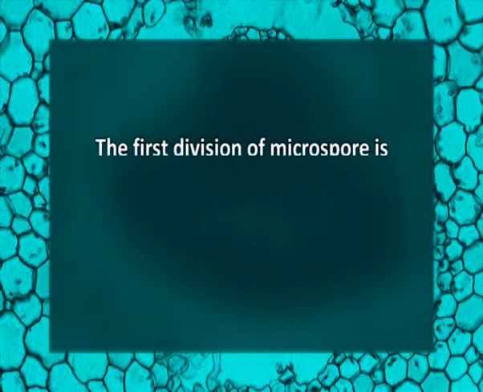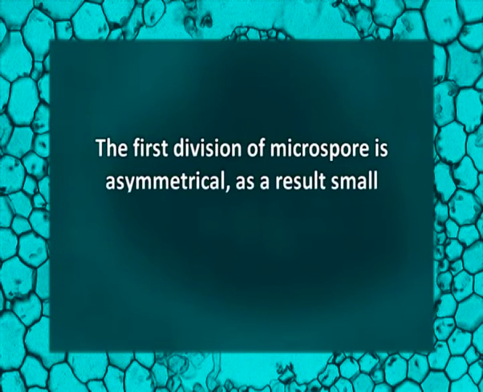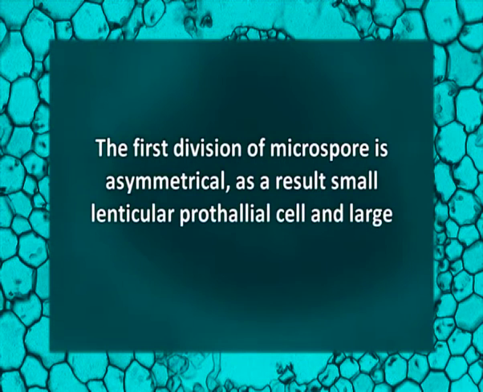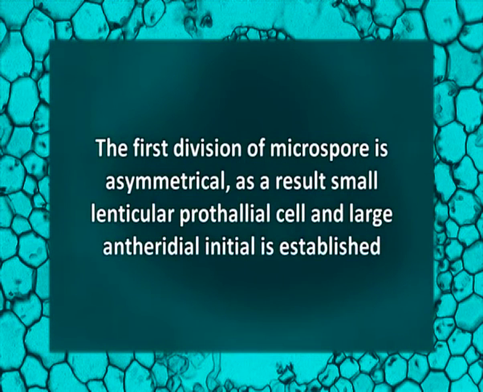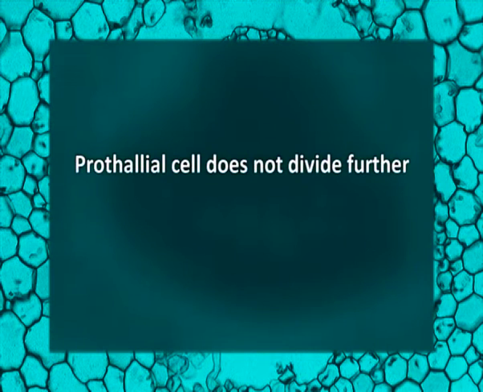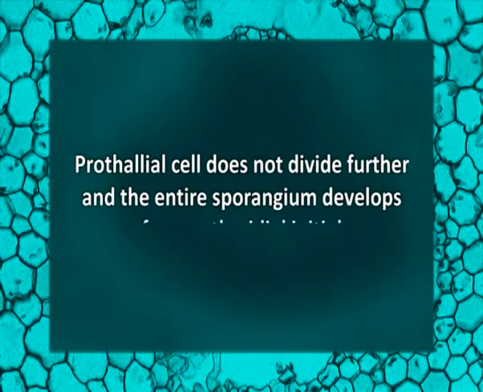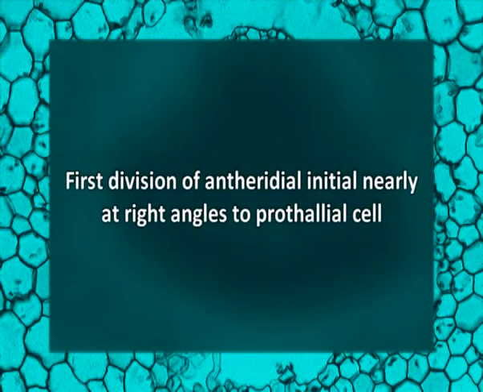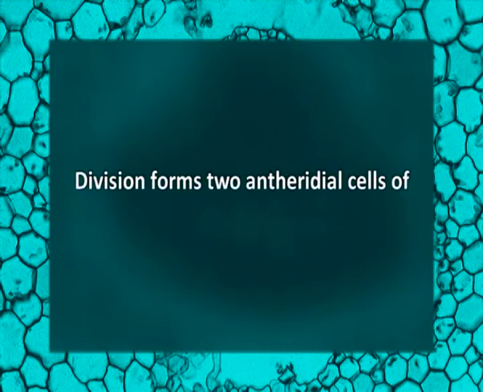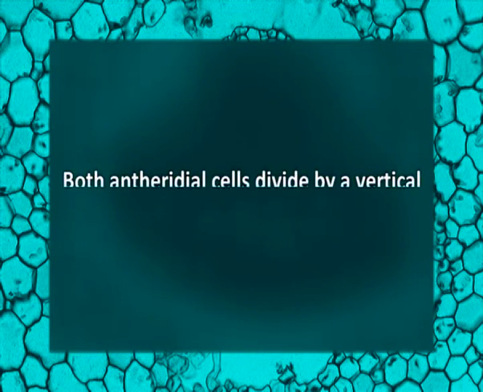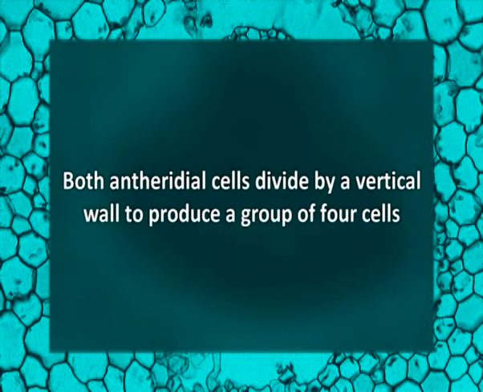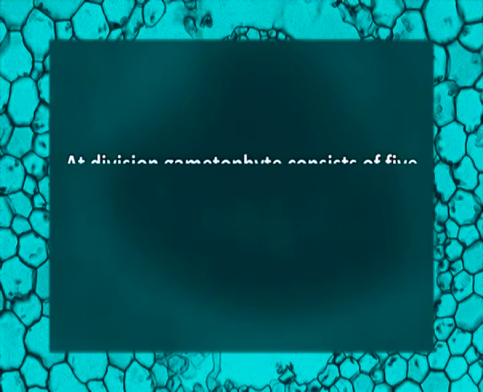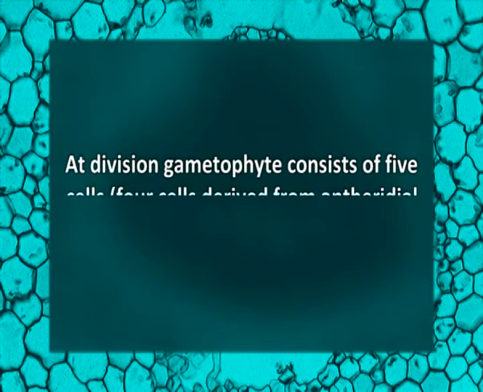The first division of the microspore is asymmetrical, and as a result a small lenticular prothallial cell and a large antheridial initial is established. The prothallial cell does not divide further and the entire antheridium develops from the antheridial initial. The first division of the antheridial initial is nearly at right angles to the prothallial cell. It results in the formation of two antheridial cells of almost equal size. Both these cells divide by a vertical wall to produce a group of 4 cells. Thus, at this stage, the gametophyte consists of 5 cells.